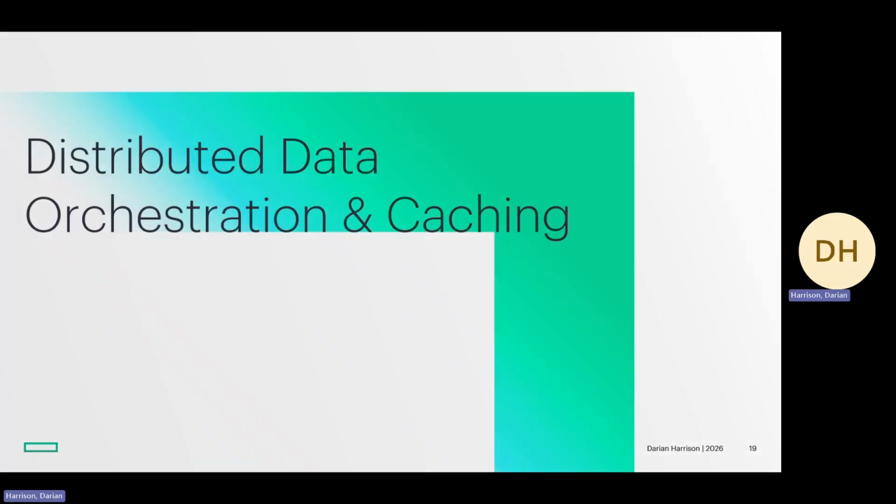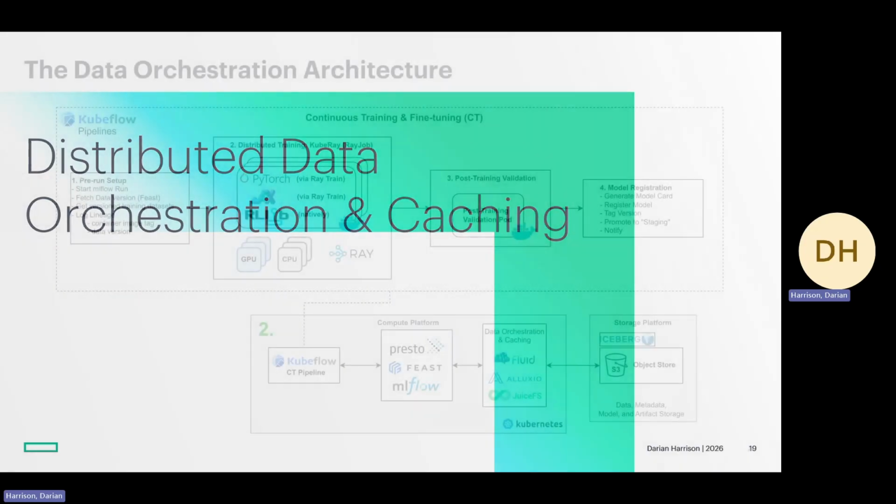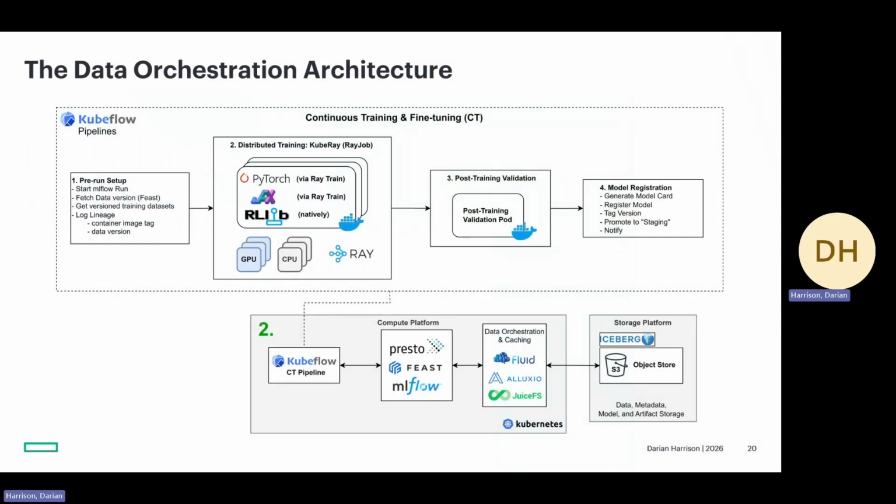Okay, so now let's go to distributed data orchestration and caching. All right, so what we're showing here is what you'll typically see in a complex training or fine-tuning workload, right? So here is a training or fine-tuning pipeline. It's going to look something like this. The underlying infrastructure might be Kubernetes. Kubeflow is just the execution graph, or the workflow. So the workflow might look something like this.